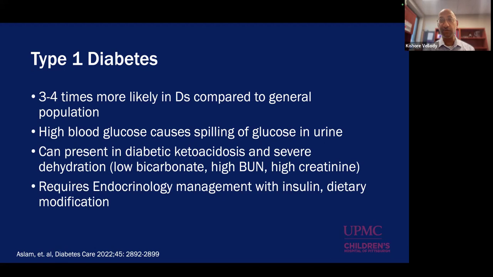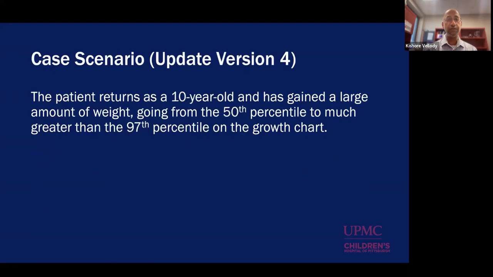Type 1 diabetes is another type of autoimmune condition. So like we've been talking about with almost everything today, thyroid and celiac disease, diabetes is also on the list of things that we see more frequently as an autoimmune condition in people with Down syndrome.